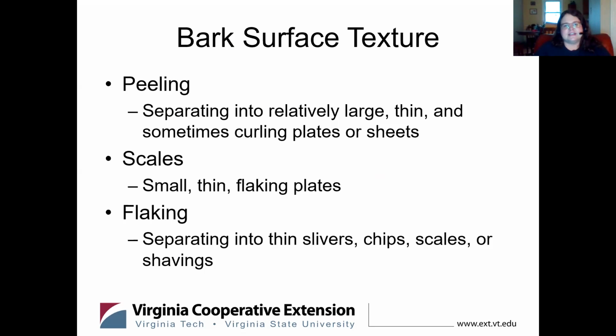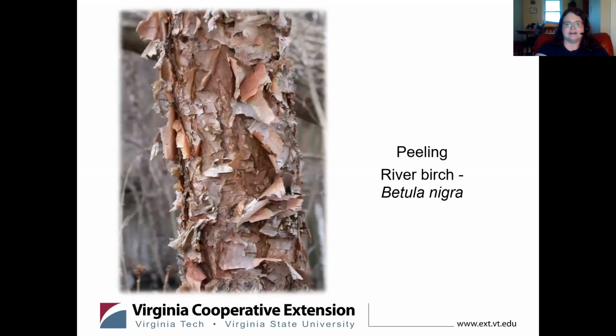Bark surface textures can be peeling, so separating into relatively large, thin, or sometimes curling plates or sheets. Scale-like, so these are small, thin flaking plates, or flaking. So these look like thin slivers, chips, scales, or shavings falling off the tree, or actually on the tree too. So these pictures can be quite beautiful and dramatic also.